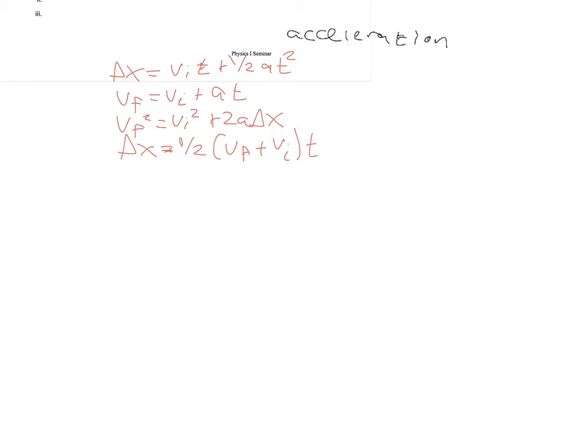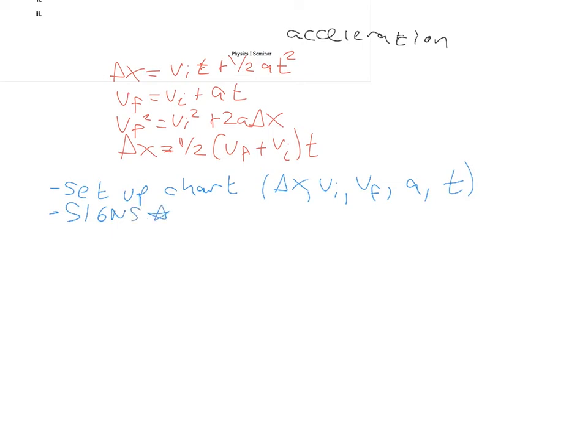Some tips for solving these. The first thing we want to do is set up that chart that we have for this with the 5 variables, delta x, VI, VF, A, and T. Okay. We also then want to think very carefully about signs once again here. They play a huge role. All right. The other thing to think about too is read into the problem. Okay, and think about what concepts we know. All right, and what we're trying to find.